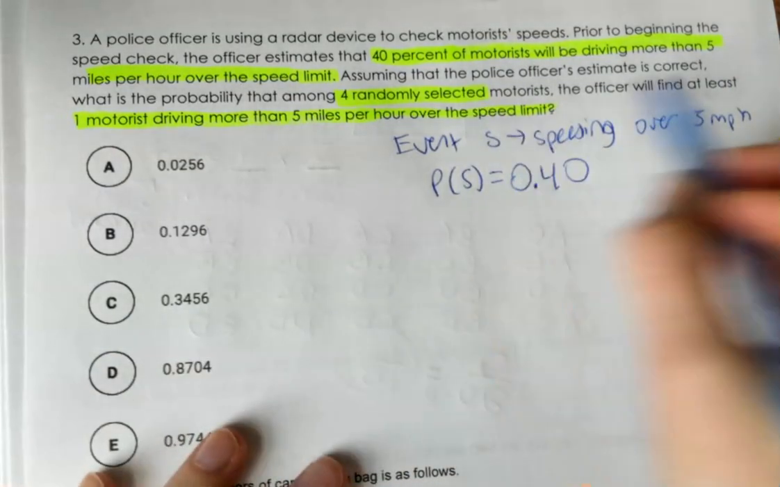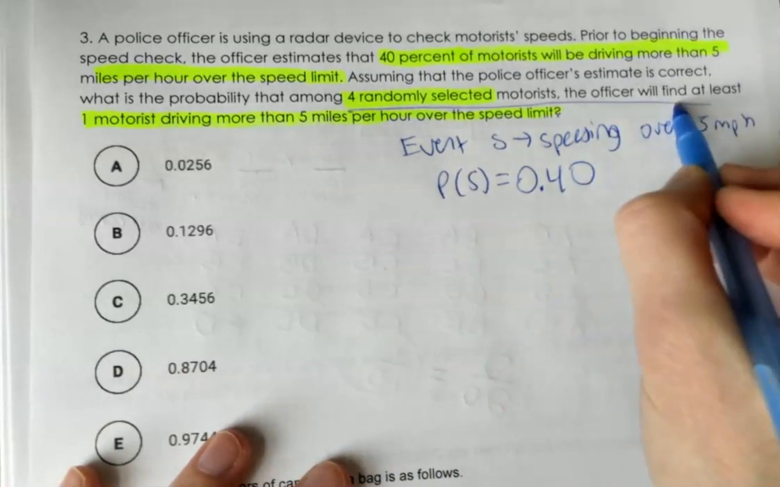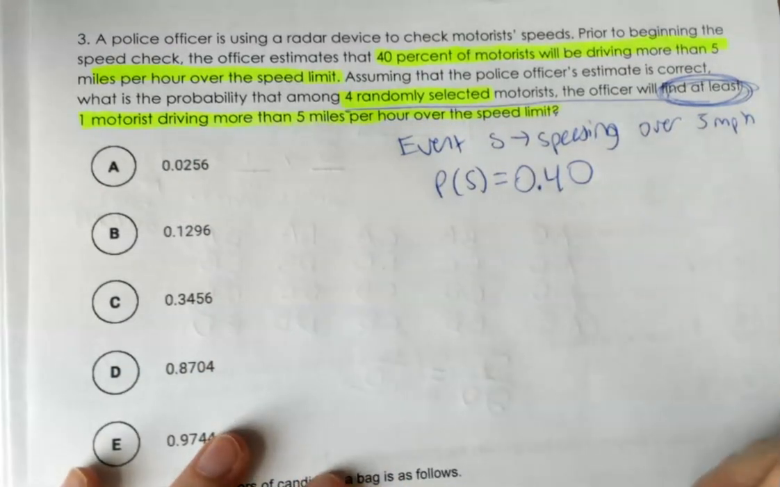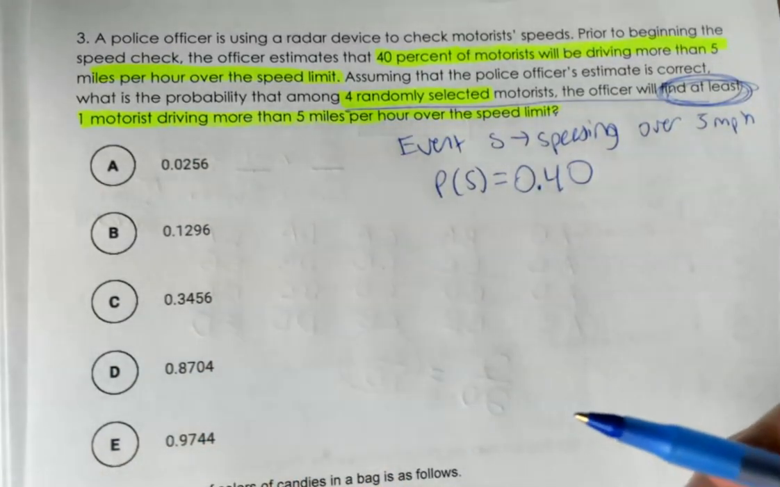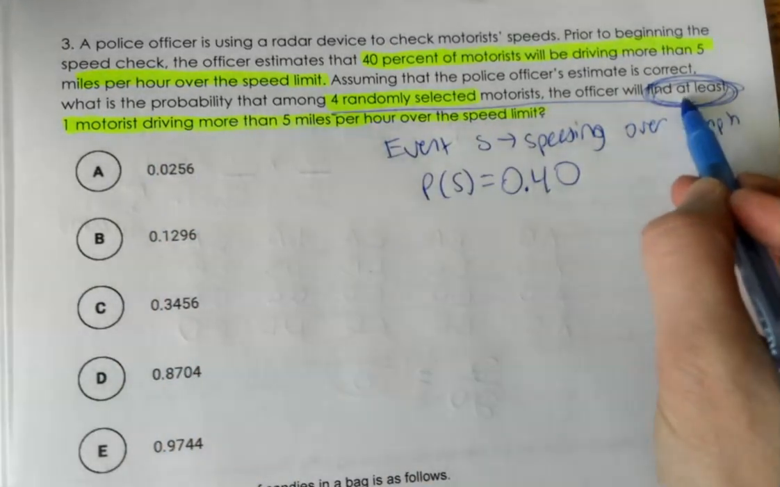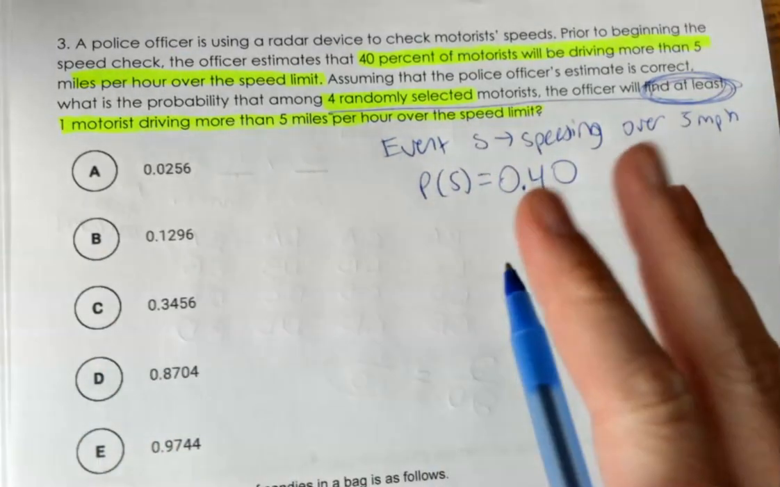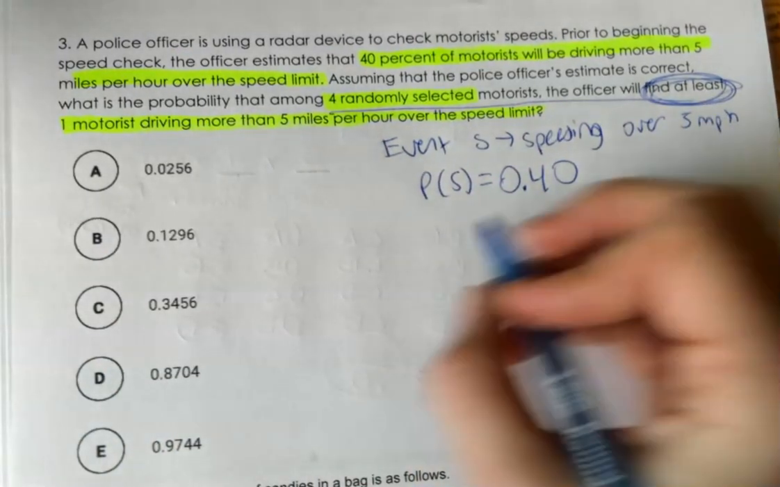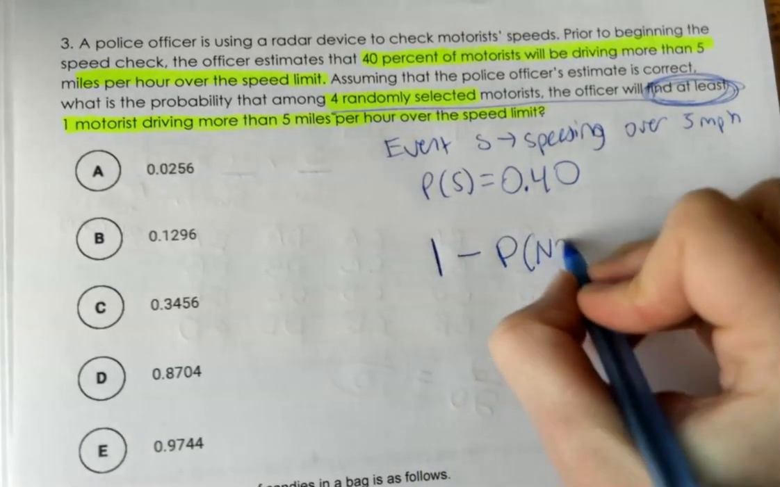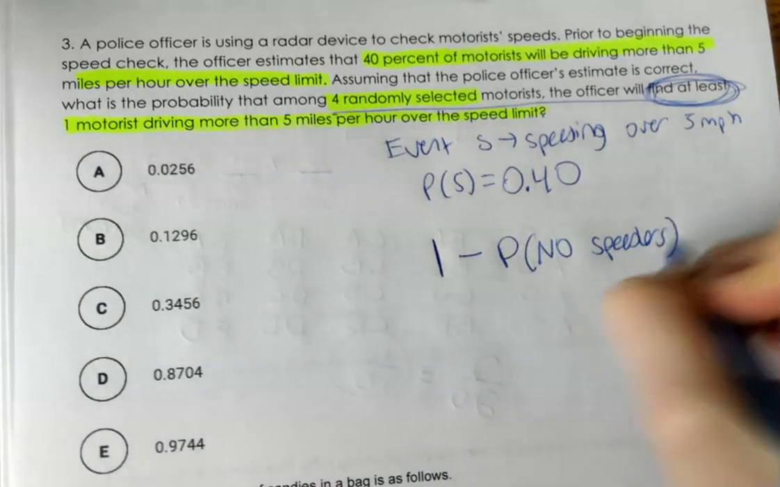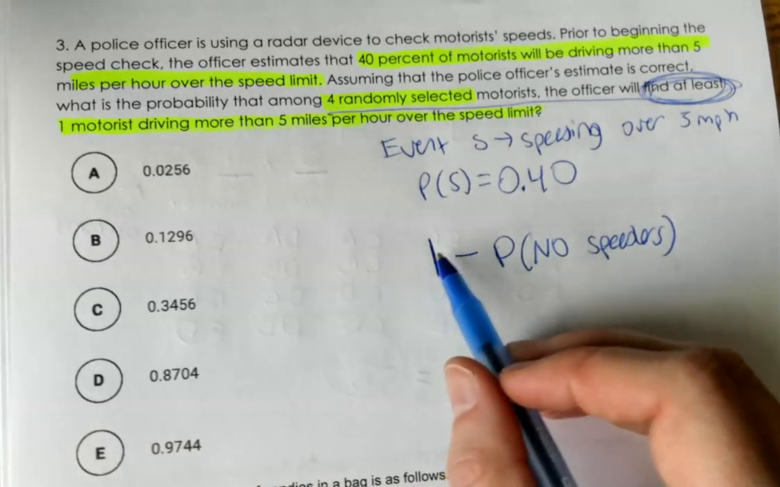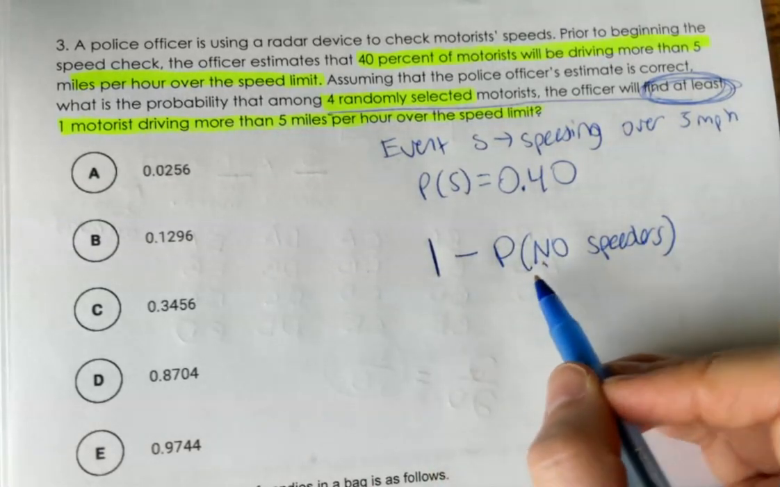All right. So when we have 4 randomly selected motorists, the officer will find at least one, that word, at least one motorist driving more than 5 miles per hour. So the whole reason why it's a complement situation is because the complement of finding at least one is none at all, right? So if I find none at all, then I can do 1 minus the probability of no speeders. That will help me figure out what the probability of finding at least one is. 1 minus no speeders at all in the group of 4.